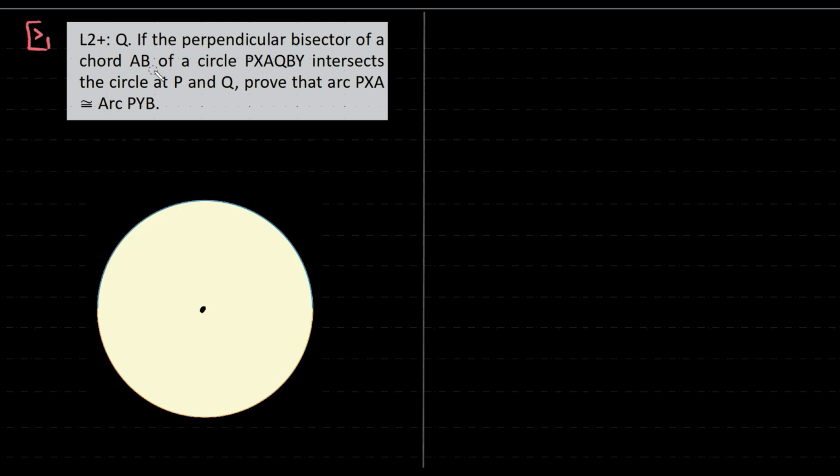The perpendicular bisector of chord AB of a circle PXAQBY intersects the circle at P and Q. Prove that the arc lengths are equal.